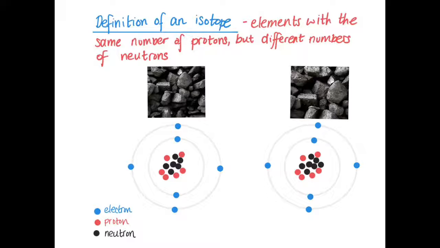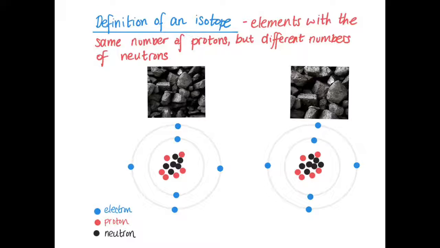They react chemically identically because it's the number of electrons and the way they're arranged that tell you how something reacts. So if we look at the electrons on this sample, it's got 2 in the inner shell and 4 in the outer shell. And this sample here has got 2 in the inner shell and 4 in the outer shell. So these two samples of coal will react completely identically because it's the electrons that tell you how something reacts.